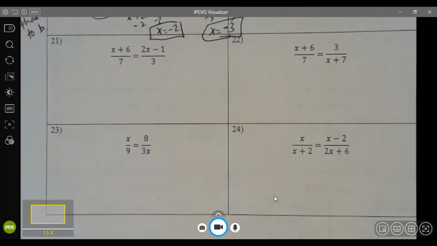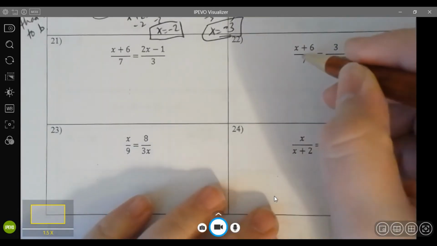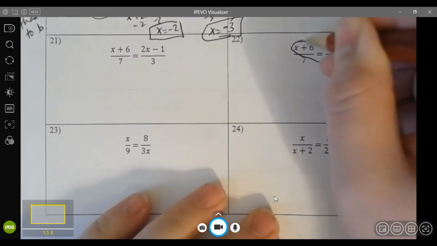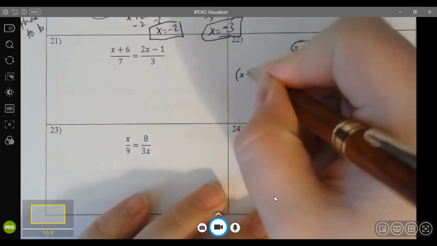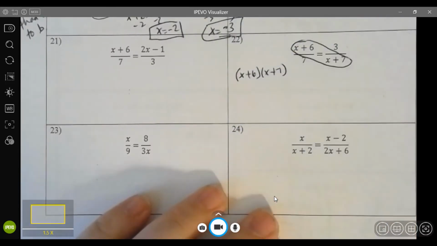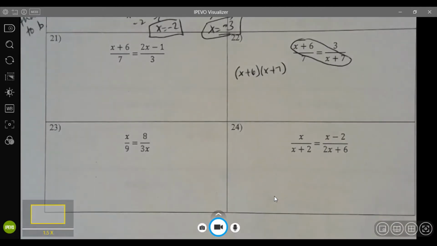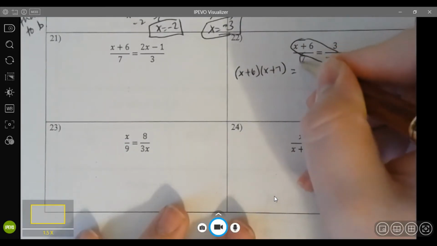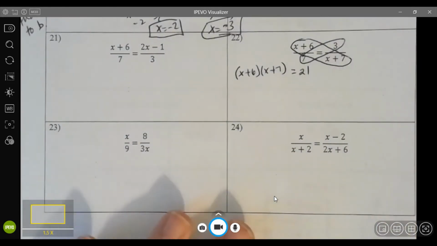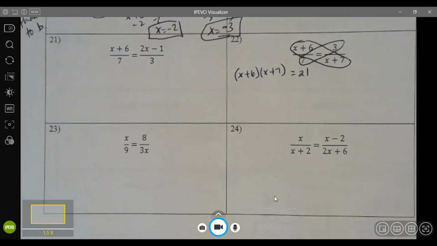So let's just do one of these, for example. Let's say we do 22 together. So if I cross multiply in 22, we could say x plus 6 times x plus 7. And then, so that's the first one. Then we're going to set that equal to 7 times 3, which is 21.